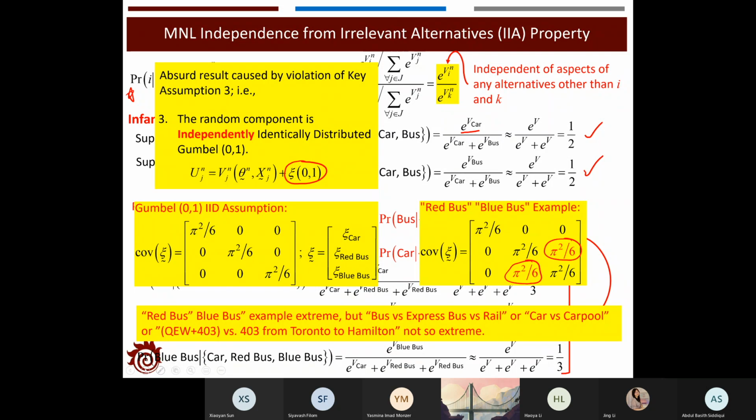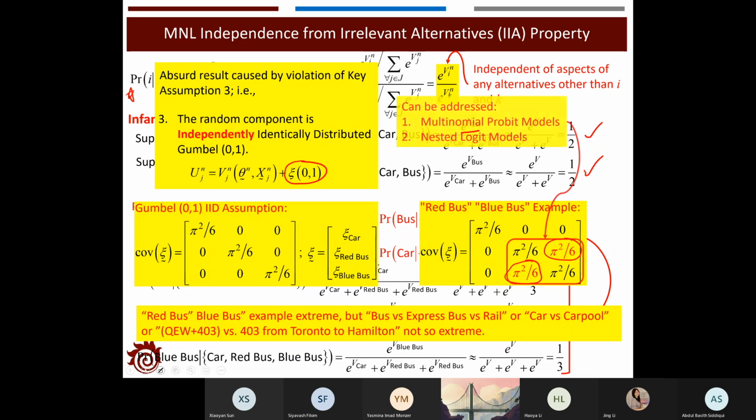It also can be applied to route choice. For example, if we want to drive from Toronto to the Hamilton area, you can choose the QEW plus 403, or you can choose 403 directly. But there will be some overlap in the routes using the 403, so they are still not 100% independent of each other. Those are some realistic problems, and we need to make sure that the independence property is satisfied before we use the multinomial logit model.